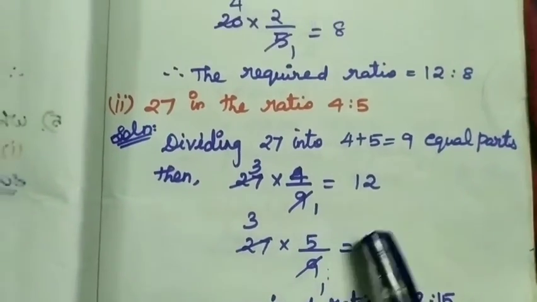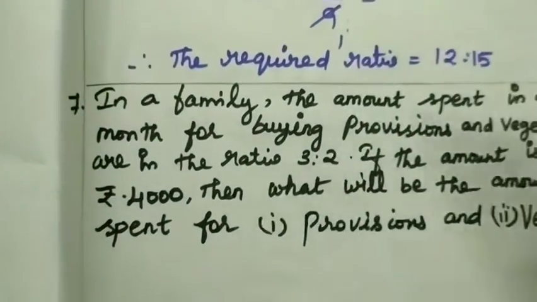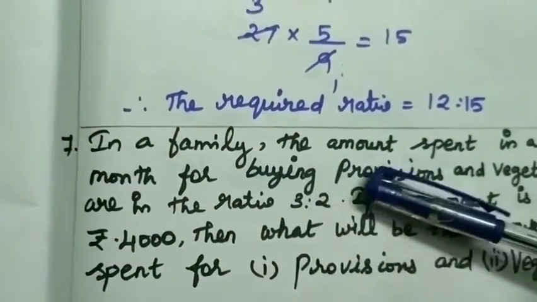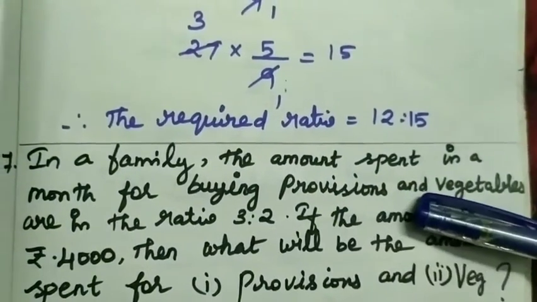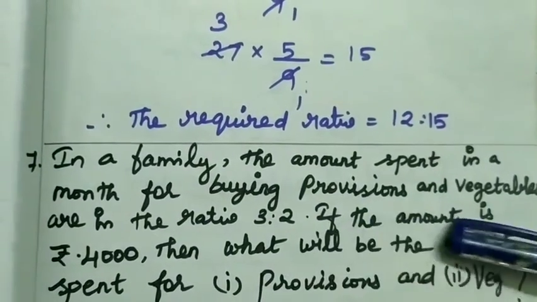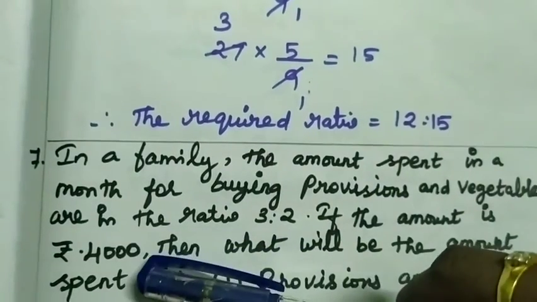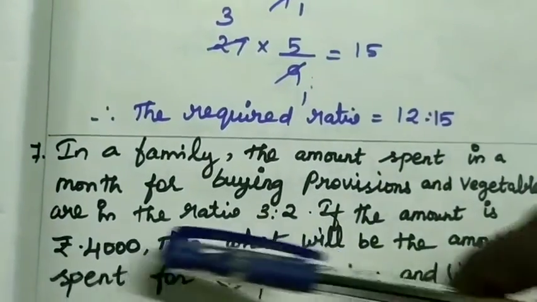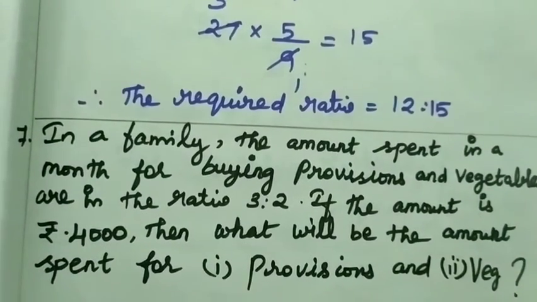Can you understand this question? Yes, let's go for the seventh question. In a family, the amount spent in a month for buying provisions and vegetables are in the ratio 3:2. If the amount is rupees 4,000, then what will be the amount spent for provisions and vegetables?